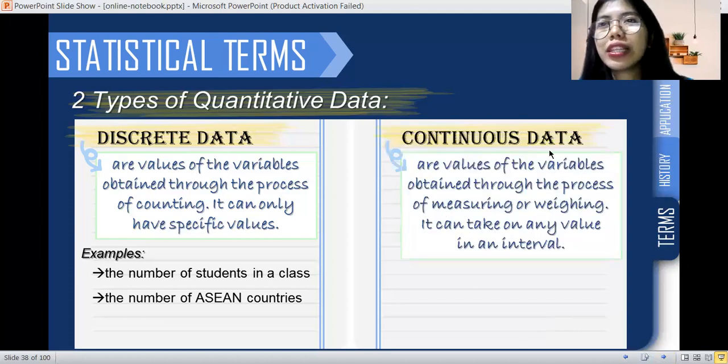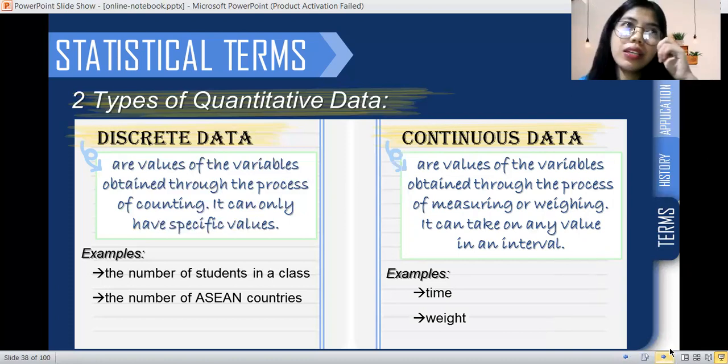While the continuous data are the values of the variables obtained through the process of measuring or weighing. It can take on any value in an interval. Meaning to say again, kapag continuous, pwede na siyang fraction form or naka-decimal form. For example, we have the time. We have, for example, 2 hours and 30 minutes, mga 2.5 hours, ganyan.